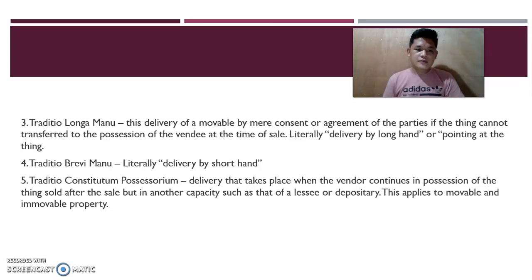Next is Traditio Constitutum Possessorium. So, dito naman, applying Article 1500, Traditio Constitutum Possessorium, delivery that takes place when the vendor continues in possession of the thing sold after the sale, but in another capacity such as of a lessee or depositary. This applies to movable and immovable property.